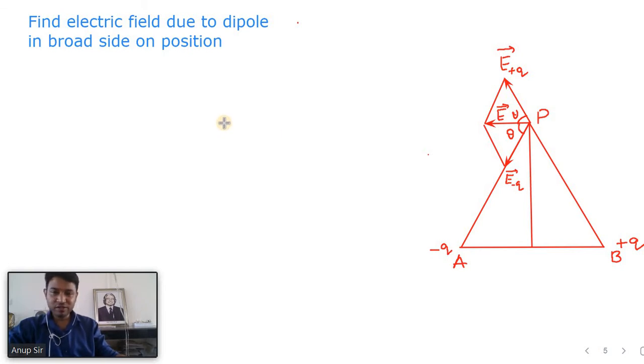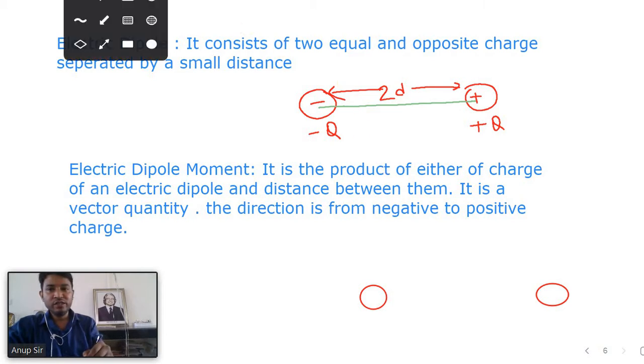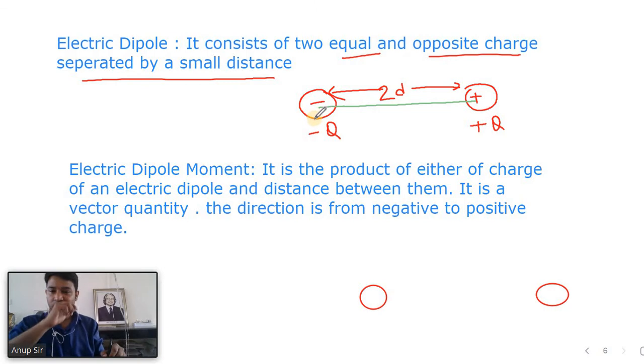I think that I should start with the introduction of the dipole. What is a dipole? So let us go through it. Here we are finding that a dipole actually consists of two equal and opposite charges separated by a very small distance. So if there are two charges, let us suppose minus q and plus q, this would be equal, and if they are separated by a very small distance, then they together constitute an electric dipole.